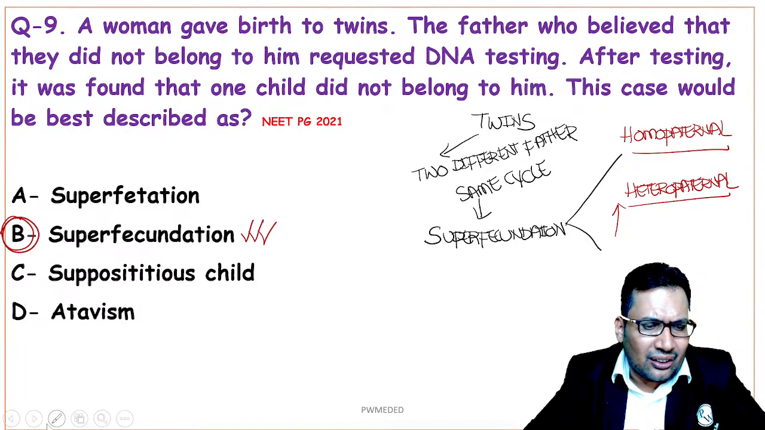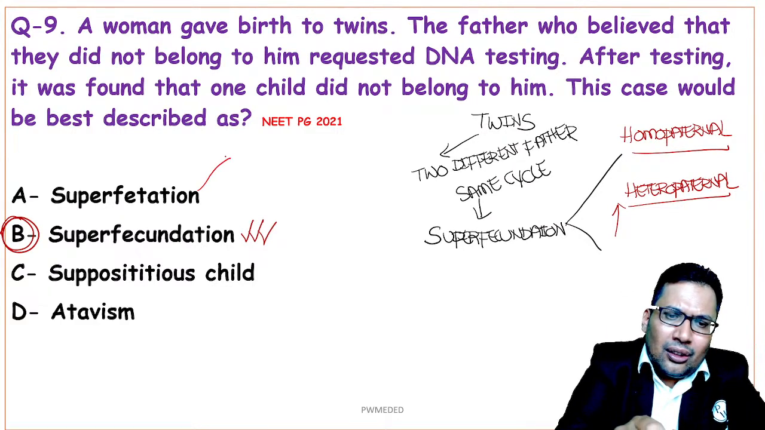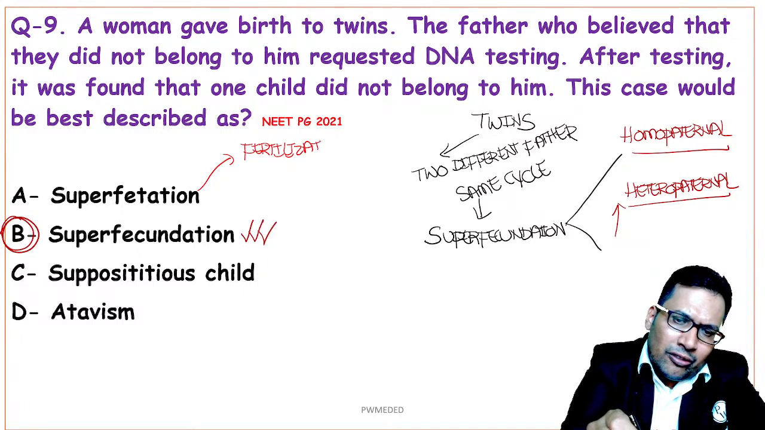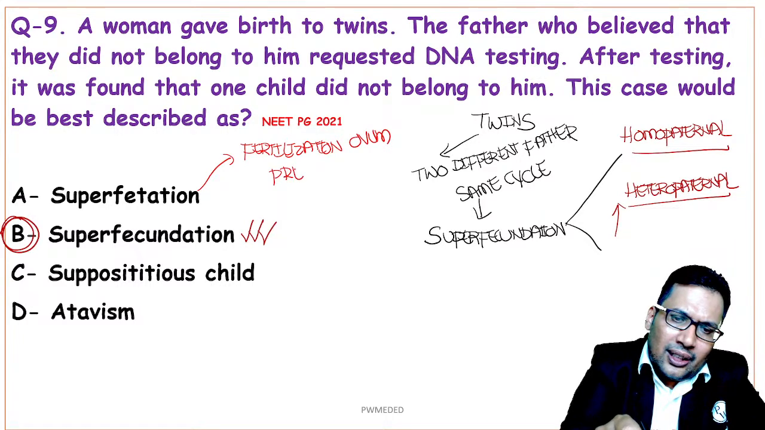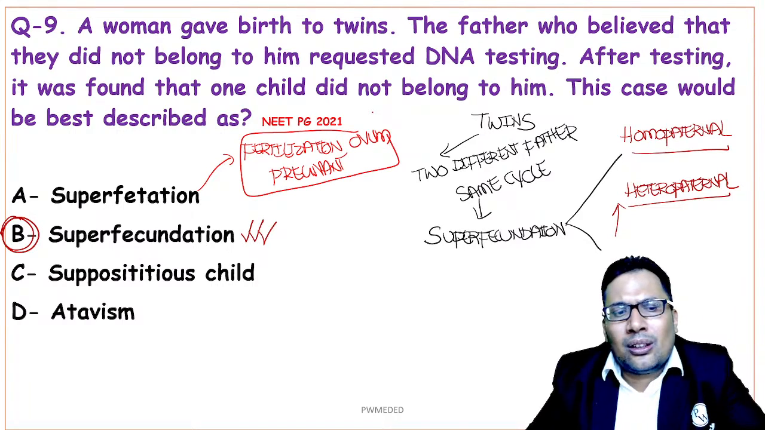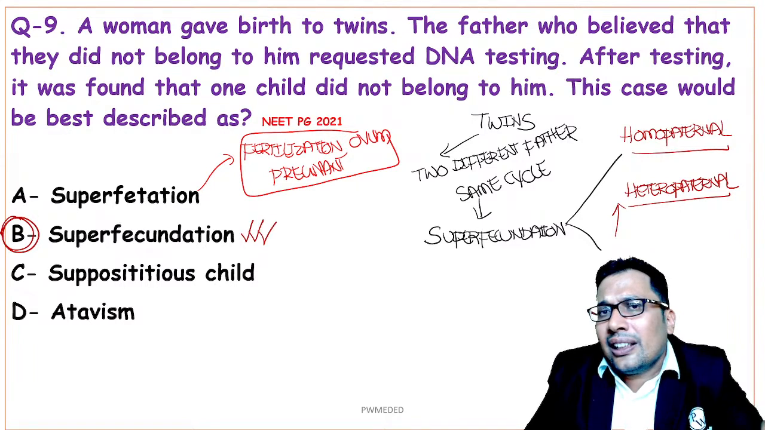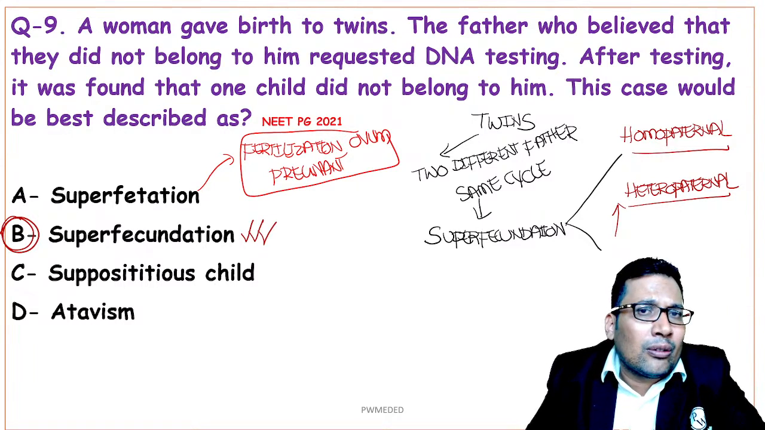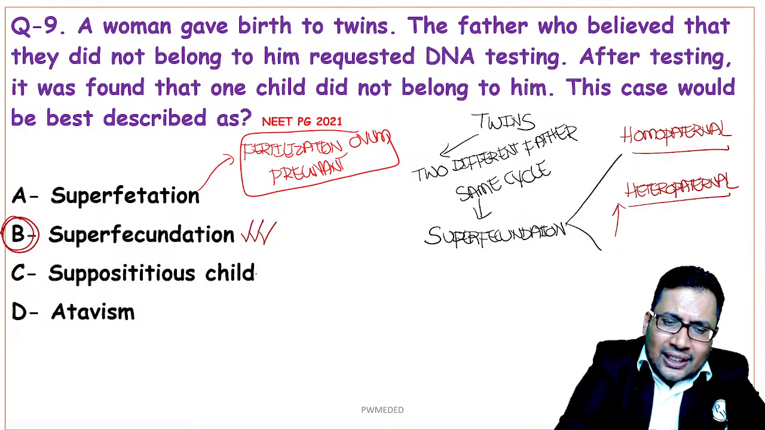What is superfetation? Superfetation means fertilization of an ovum in a woman who is already pregnant. So it happens in different cycles. Remember, superfetation is from two different cycles, not from the same cycle, and there is a gap of at least 1 month, 4 to 8 weeks. That is superfetation.